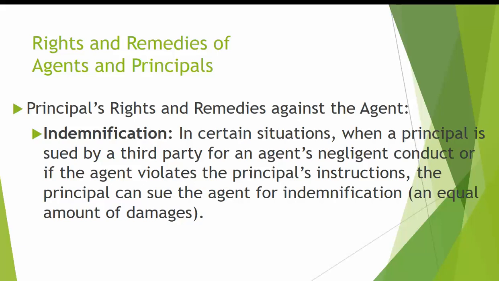But if we see that the agent violated the instructions, then if the principal is sued in a lawsuit and the principal loses and has to pay out damages to a third party, the principal can turn around and sue the agent to recover those damages if the agent was acting outside the scope, either as a negligent agent or just violated the instructions of the principal.